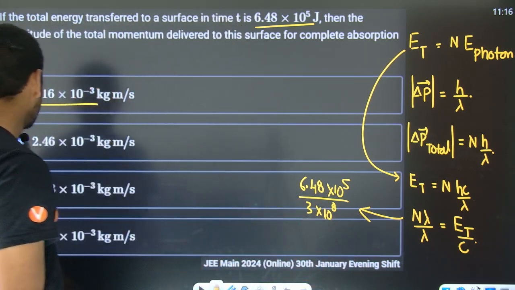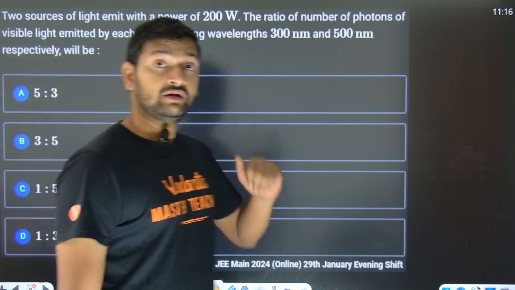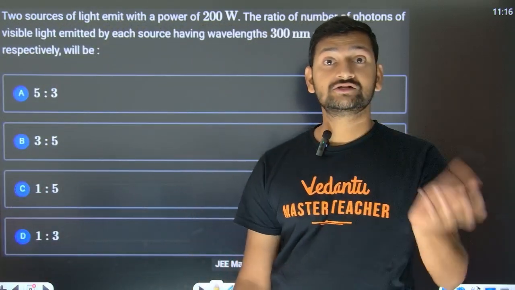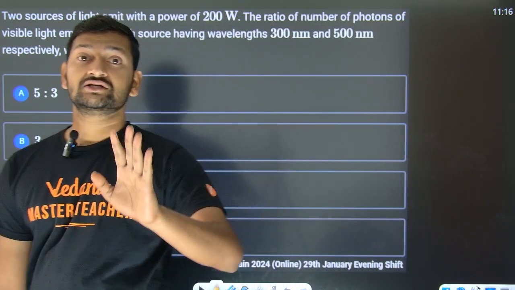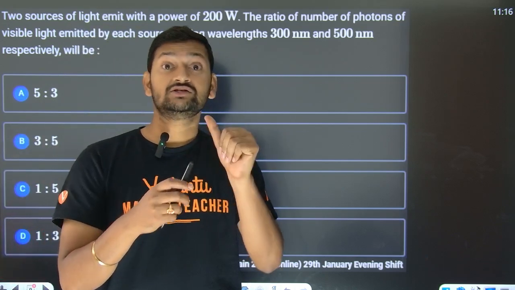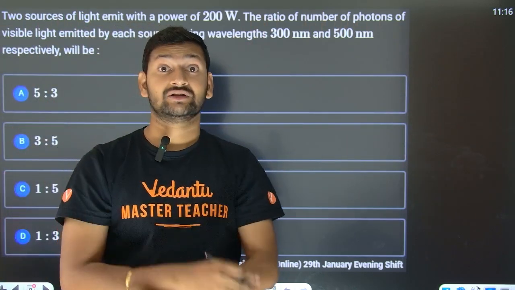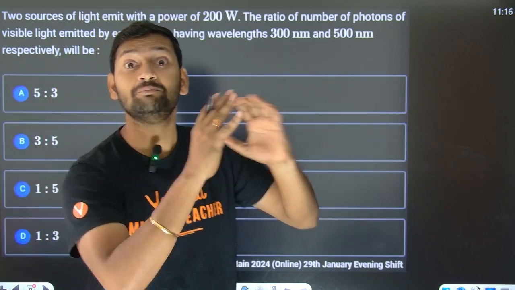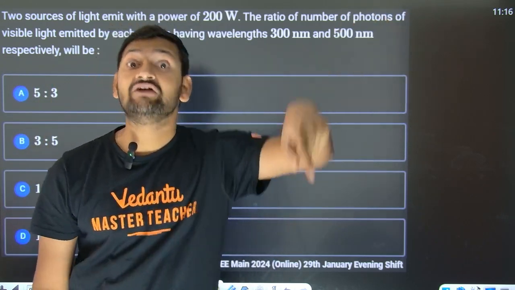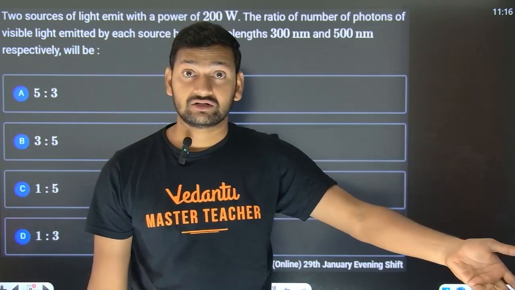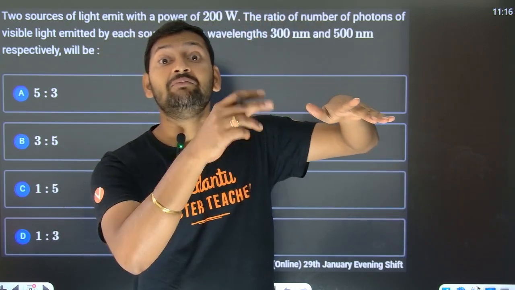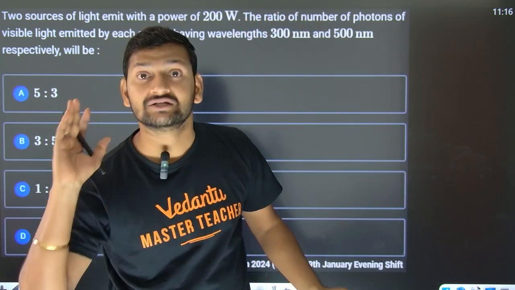Right? So let us look at this. All these questions, more or less, you just need to know that total energy is going to be the number of photons into the energy of each photon. That gives you the total energy associated with the beam. If you divide that energy by time, you get the power. If you divide that power by area, you get intensity.